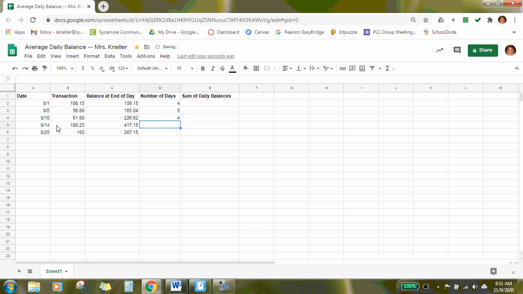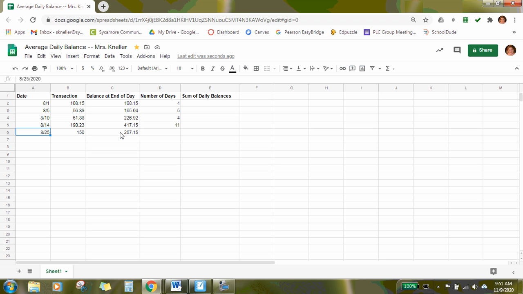And then from the 14th up until the 24th, we had a balance of $417.15. So you could count that out, the 14th through the 24th. That's actually going to be 11 days when you count it out. I know 24 minus 14 is 10, but you have to count the 14th as well. So it's kind of like you're subtracting the numbers and then you add 1.